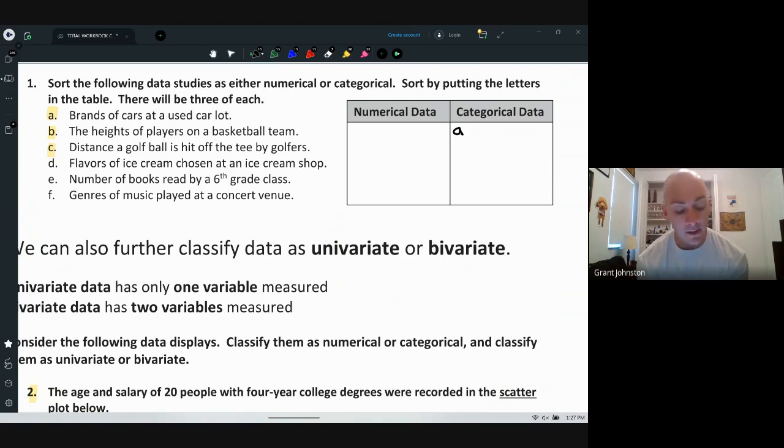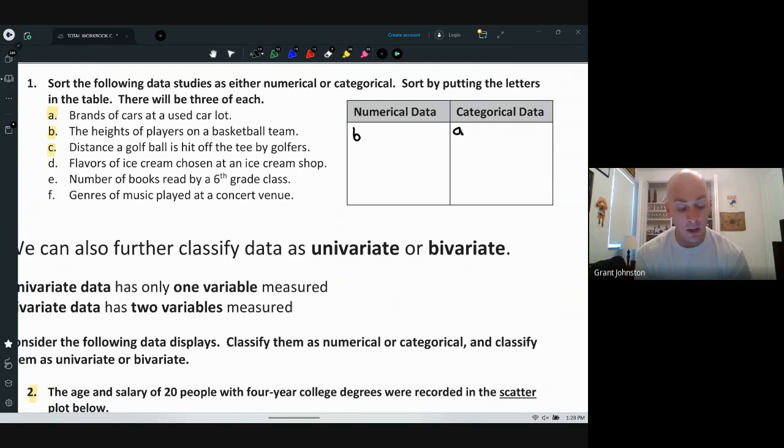B says the heights of players on a basketball team. This is numerical, because when we're talking about heights of players, they could be 5'7" or 5'8" or 6 foot, 6'2". Or I guess you could more say that in terms of inches. Like they could be 72 inches tall, 74 inches tall. So that's numerical. We're talking about numbers there.